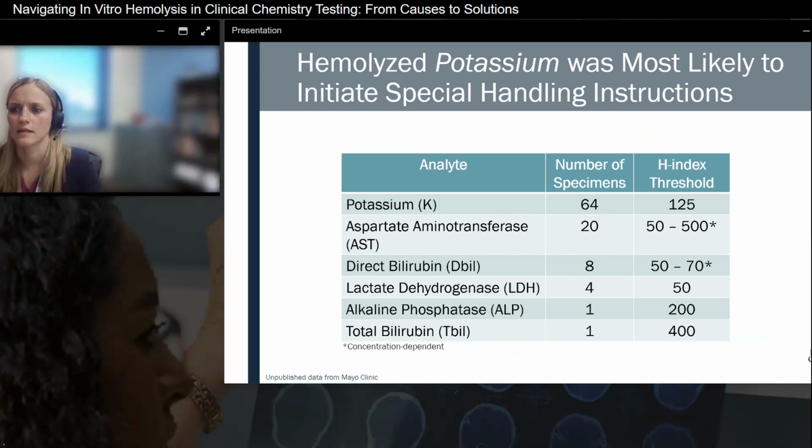Shown here are the analytes that initiated special handling instructions in the 98 cases that were included in the study. As you can see, hemolyzed potassium was the analyte most likely to initiate special handling instructions, which should be of no surprise based on the hemolysis spiking data that was shown earlier in the presentation. After potassium, AST was the second most likely analyte to initiate special handling instructions. I think it's important to note that both of these analytes would be considered, hemolysis would be considered to be a physiological interference, because they have higher red blood cell concentrations than what you find in the plasma.